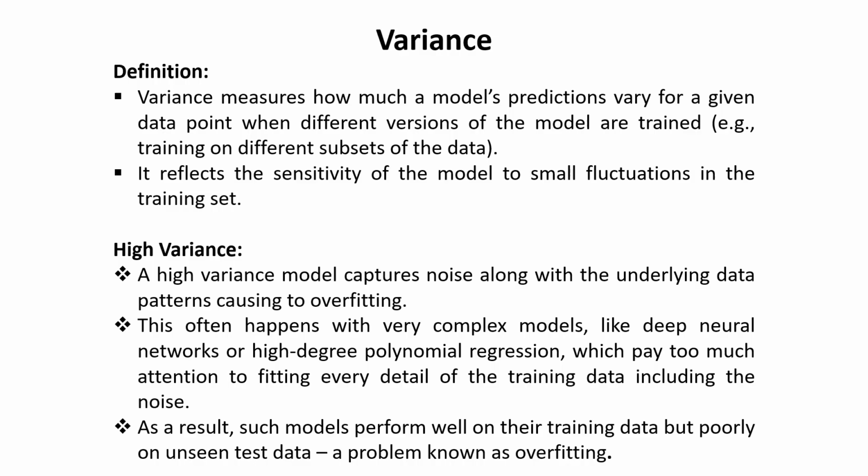Now we'll see what is variance. The variance measures how much model predictions vary for a given data point. When different versions of the model are trained, for example on different subsets of the data, it reflects the sensitivity of the model to small fluctuations in the training data.